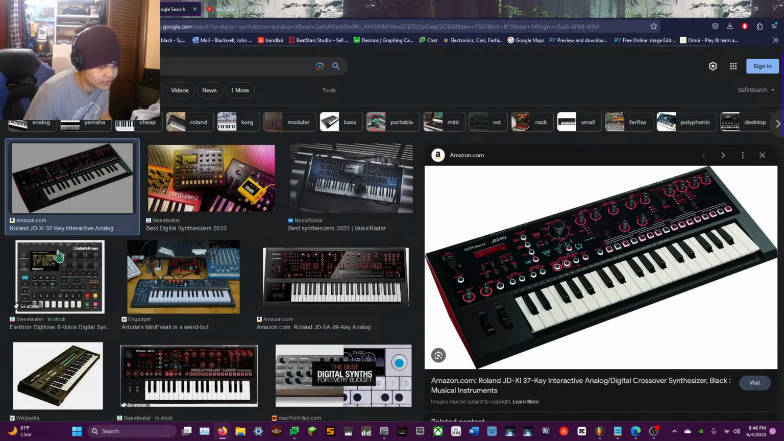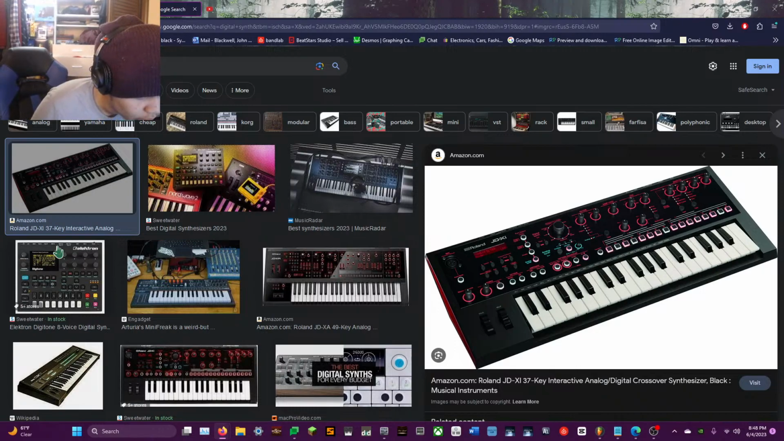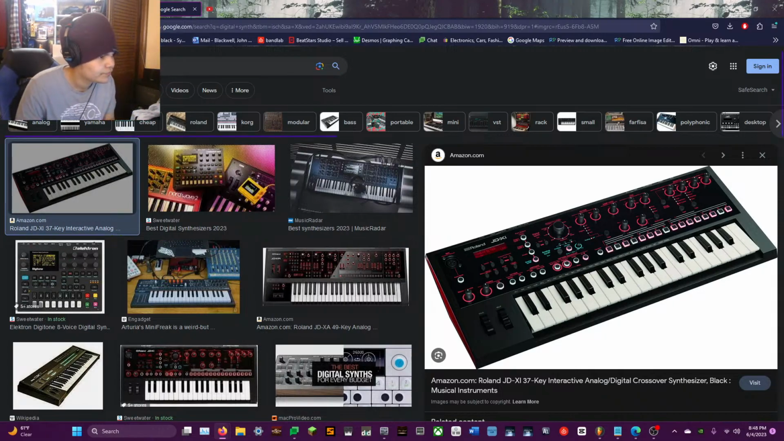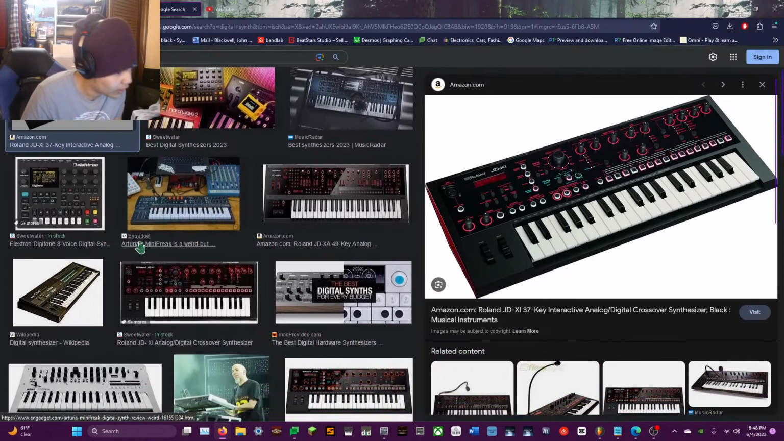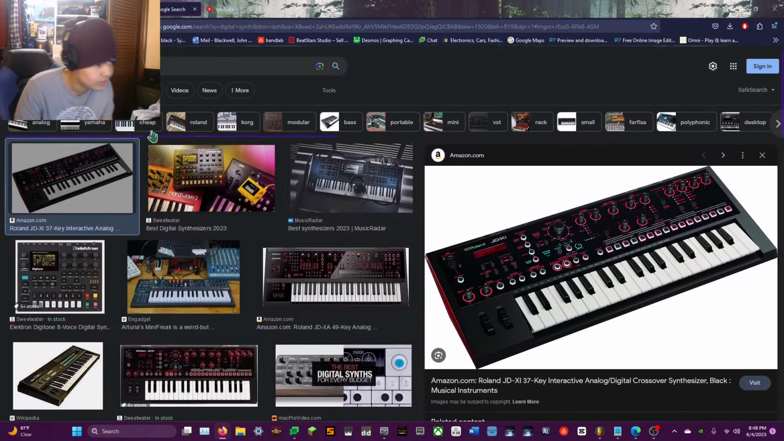A digital synthesizer, for example, would be a Yamaha SY77. That's a digital synthesizer. An analog one would be a Moog, just any type of Moog. Alright, I take back what I said. Alright, restart. Alright, virtual synthesizers.